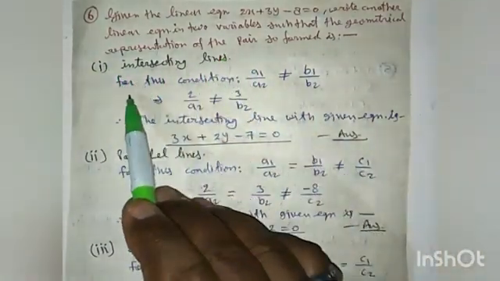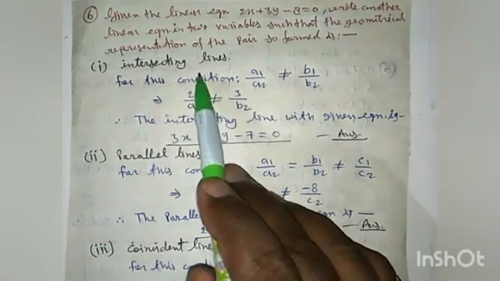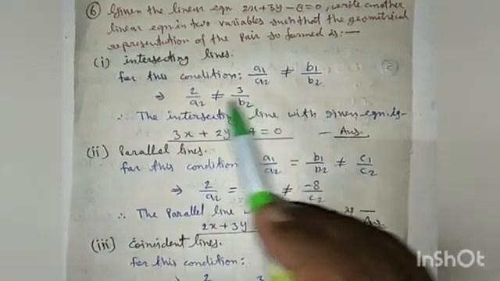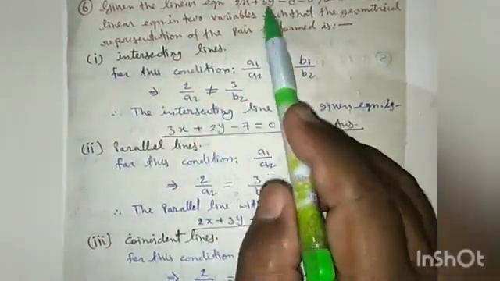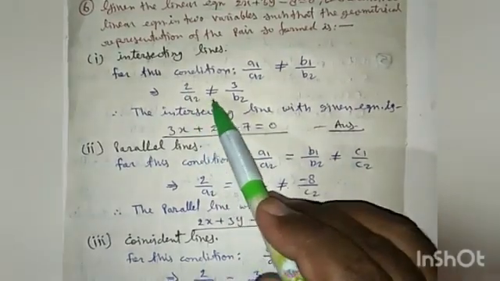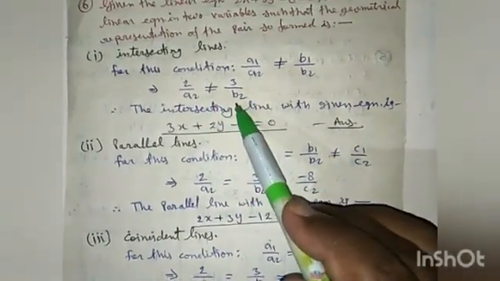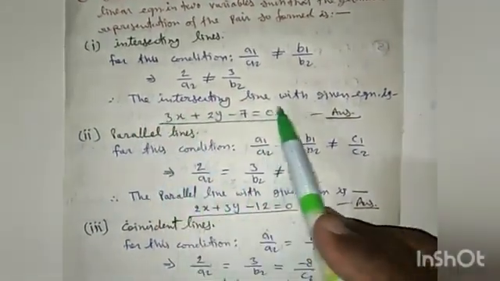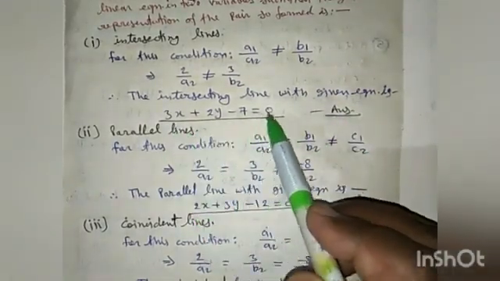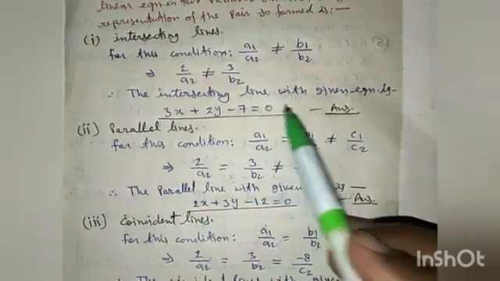As we know, for this condition, means intersecting lines, a1 upon a2 is not equal to b1 upon b2. So here a1 is 2 and b1 is 3. So here we have 2 upon a2 is not equal to 3 upon b2. So the intersecting line with the given equation is 3x plus 2y minus 7 is equal to 0.